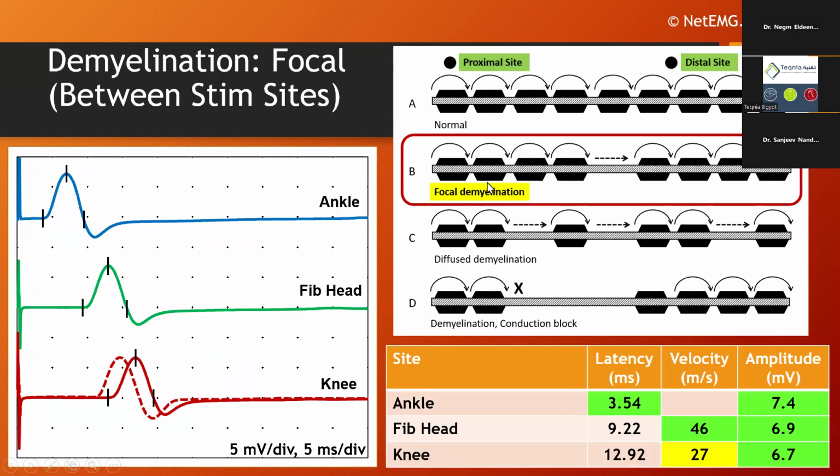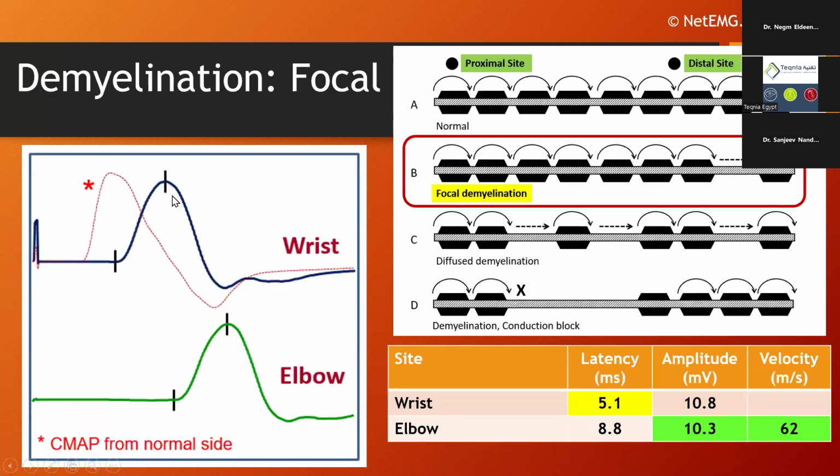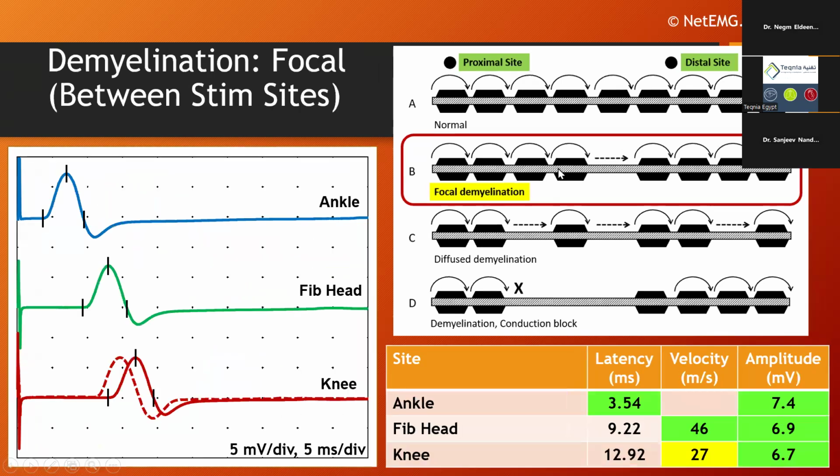Now we can have focal demyelination that occurs between the distal and proximal stimulation site. The previous example represented a situation that we'll encounter, for example, in carpal tunnel syndrome. This is a situation that will occur with a fibular neuropathy or injury at the knee. So when I stimulate distally at the ankle, the nerve is absolutely normal. And as a result, we get normal latency and amplitude.